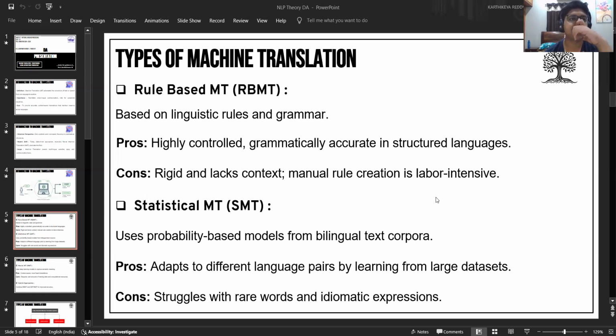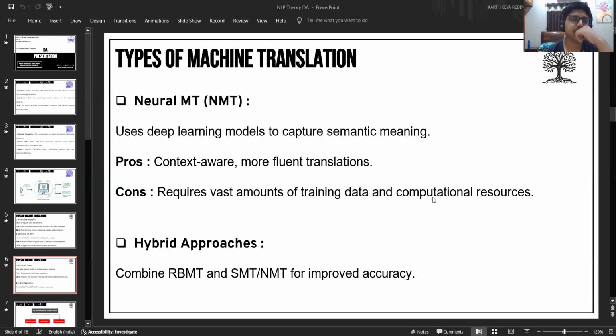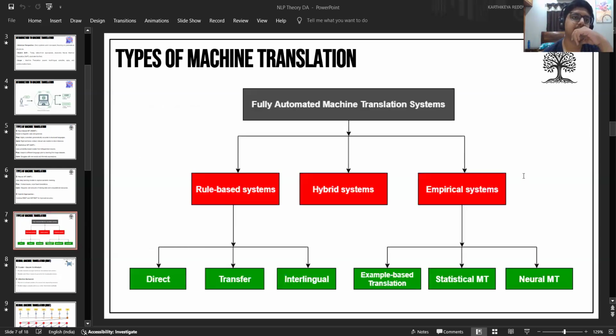And third one is neural machine translation. NMT, on the other hand, uses deep learning models to understand the semantic meaning of sentences. It's more fluent and context aware, but requires a lot of data and computational power for training. And coming to hybrid approaches, it combines the other models such as RBMT or SMT with NMT to improve accuracy and reliability. So it basically leverages the advantages of individual models to improve the overall accuracy. And this is the overall flow of the types of machine translation.